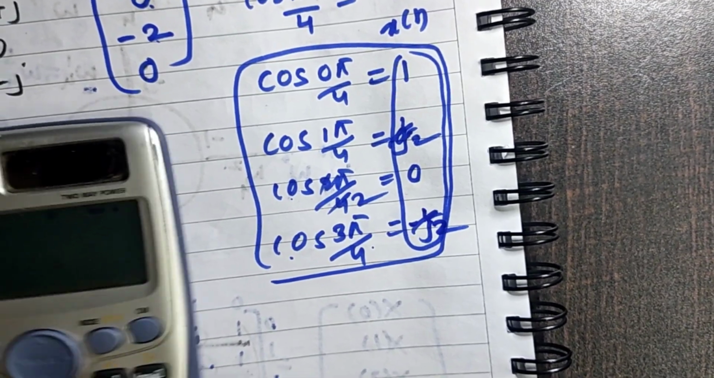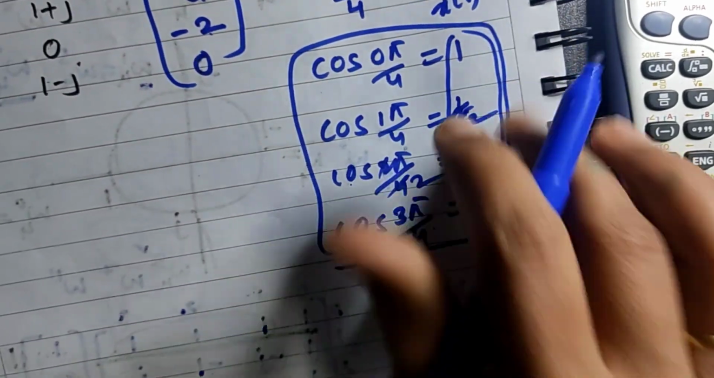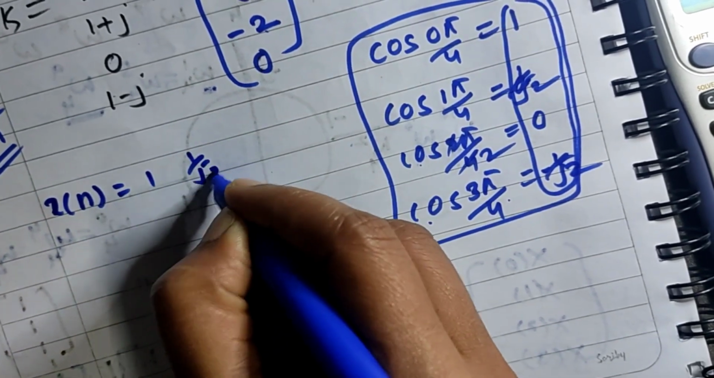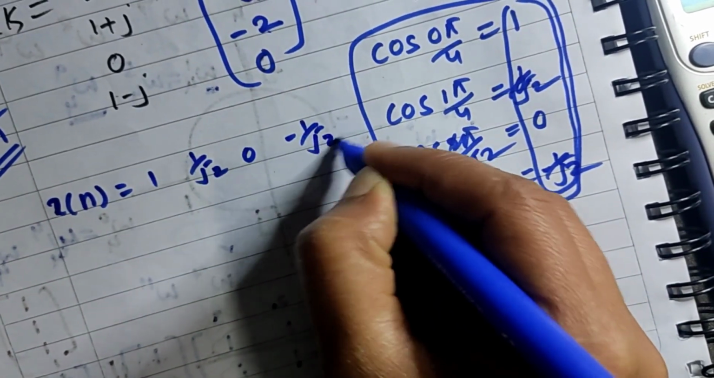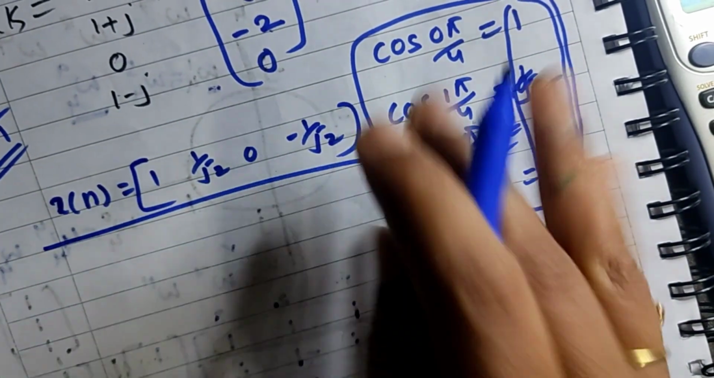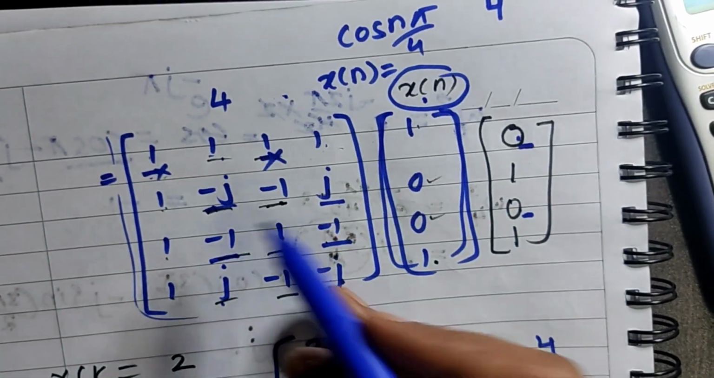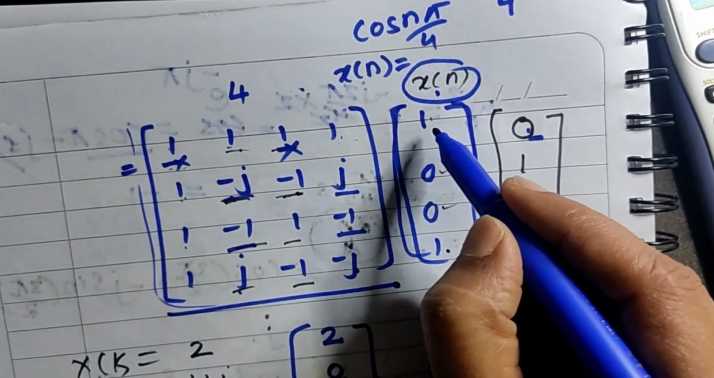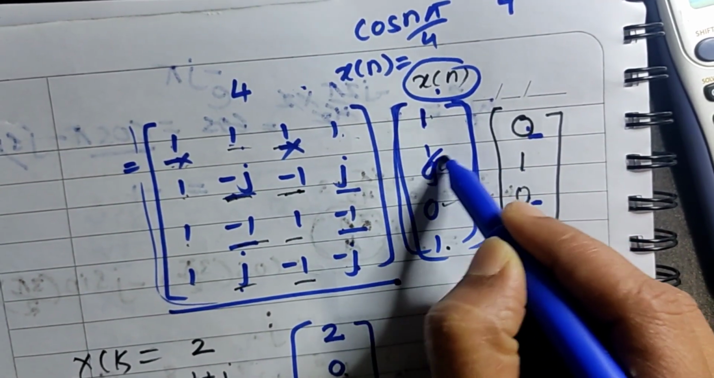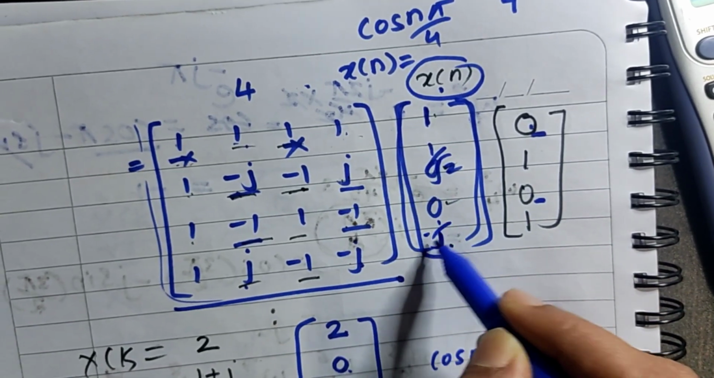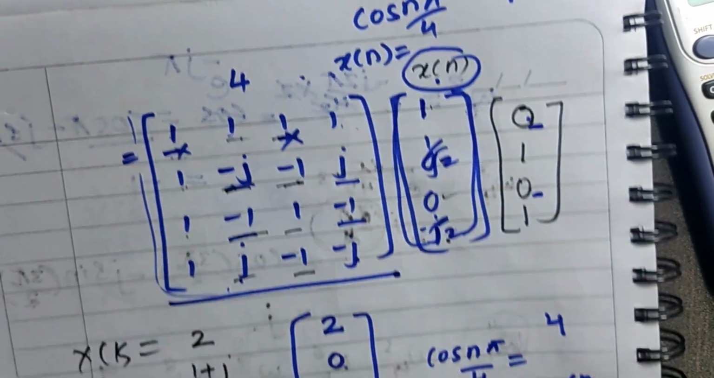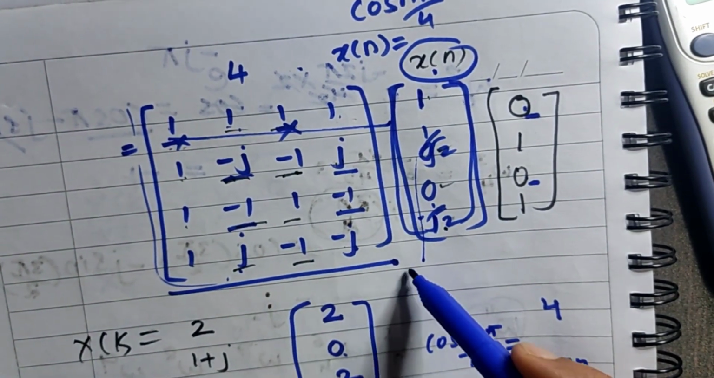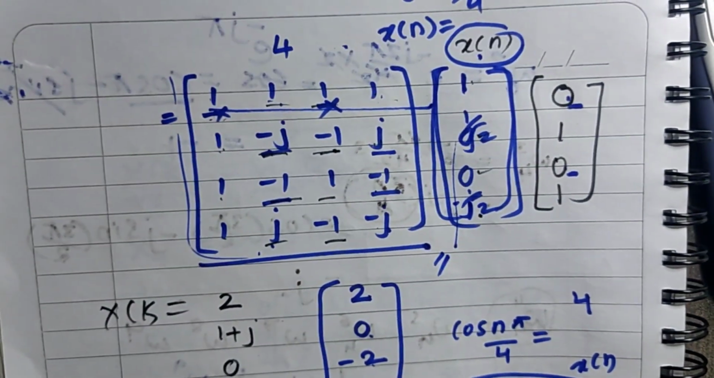These values we have to consider, and now x of n becomes 1, 1 by root 2, 0, minus 1 by root 2. Whatever the sequence may be, the matrix for 4 points remains the same. Next, in place of x of n we represent 1, 1 by root 2, 0 and minus 1 by root 2. Simple multiplication, row into column, we have to do. Then whatever answer we get is the answer for the matrix method.